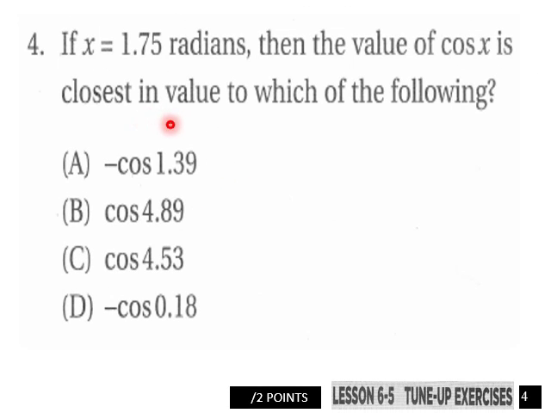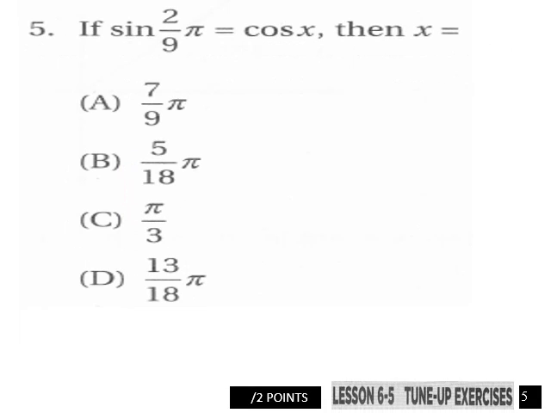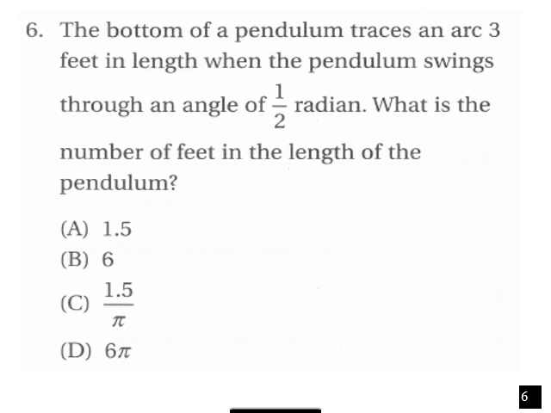And then number four, 2 points. If x equals 1.75 radians, then the value of cosine x would be one of these. And then number five: sine 2/9 pi equals cosine x, and x equals one of these.